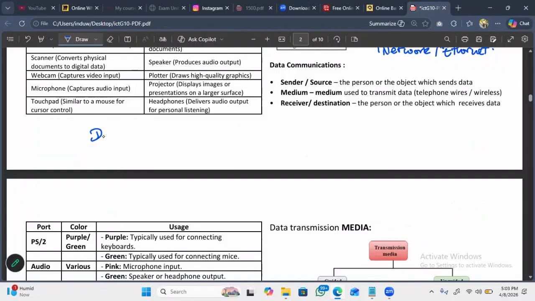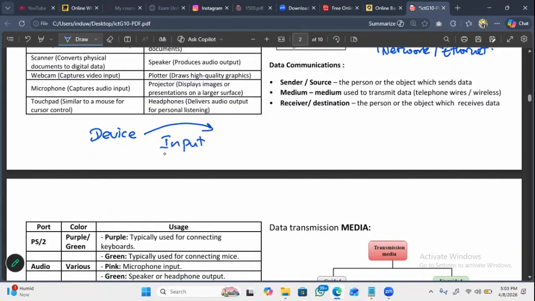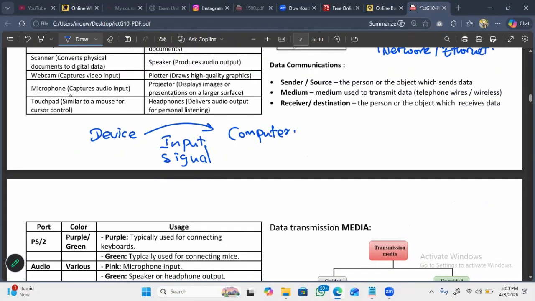So kids, any device which can give an input signal to a computer is an input device. Now, what is the input signal? Assume you have a mouse. You are clicking it. That is an input signal.